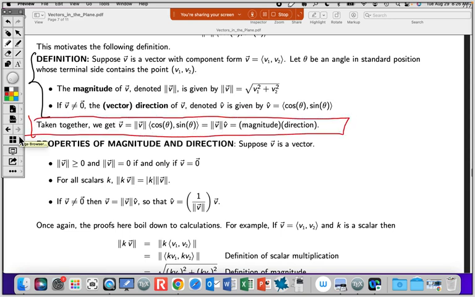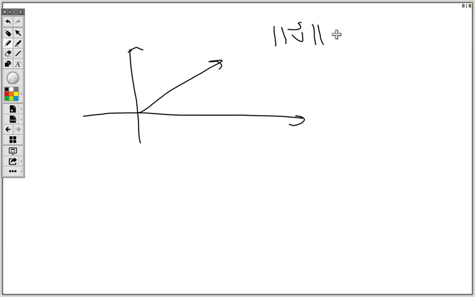All right. So let's look at properties of magnitude and direction. First off, the magnitude is always greater than or equal to 0, and the only way the magnitude is 0 is if the vector is the 0 vector to start with. So hopefully that makes sense. Once again, if we think about the magnitude in standard position, that's the distance from the terminal point to the origin. This is always going to be positive or 0. The only way this would be 0 is if you're at the origin. Your distance to the origin is 0, which is going to force both v1 and v2 to be 0. So that's a nice property there.